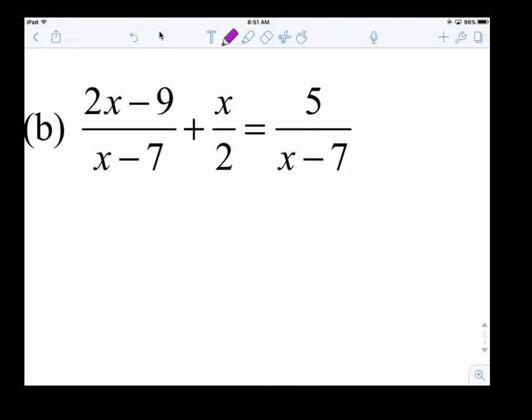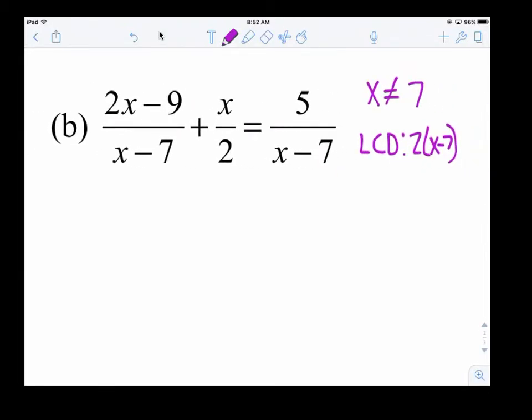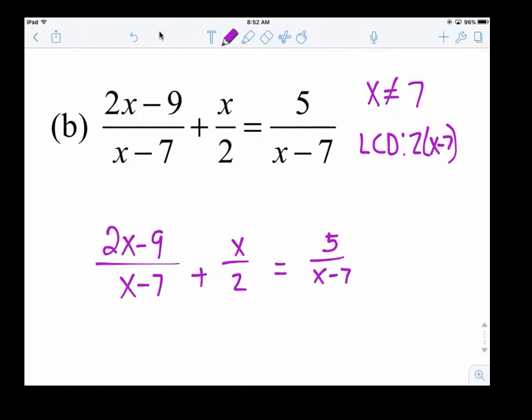All right, letter B. What would I have to multiply here? Or before I do that, what can x not equal? 7. And then what is your least common denominator? 2 times x minus 7. Okay. All right, so I got 2x minus 9 over x minus 7 plus x over 2 equals 5 over x minus 7.